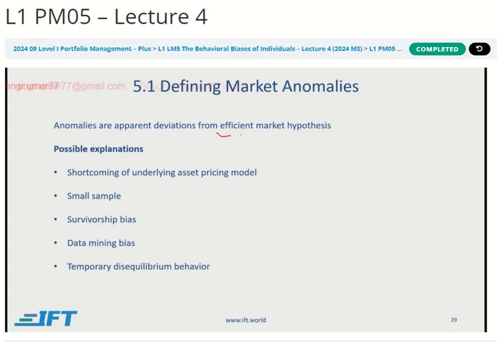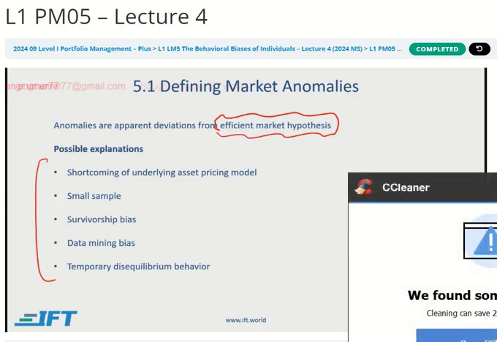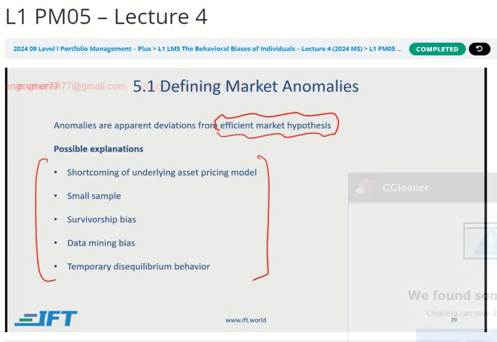It's an inefficiency in the market, or it is a deviation from the efficient market hypothesis. Why would that happen? Explanations which are apart from your behavioral finance. So of course, we will look at the behavioral finance explanations as well, and how the behavioral biases could lead to inefficiency in the market. But let us first look at the possible other explanations of these anomalies.